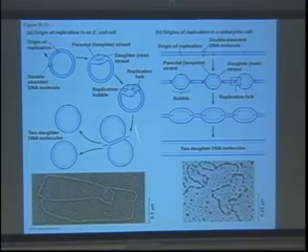Okay? But then if you have a much larger genome, then in order to get done in time, you start multiple bubbles of replication, and then you get what we call replication forks that are progressing towards each other, and the DNA is then duplicated again into two double-stranded molecules.